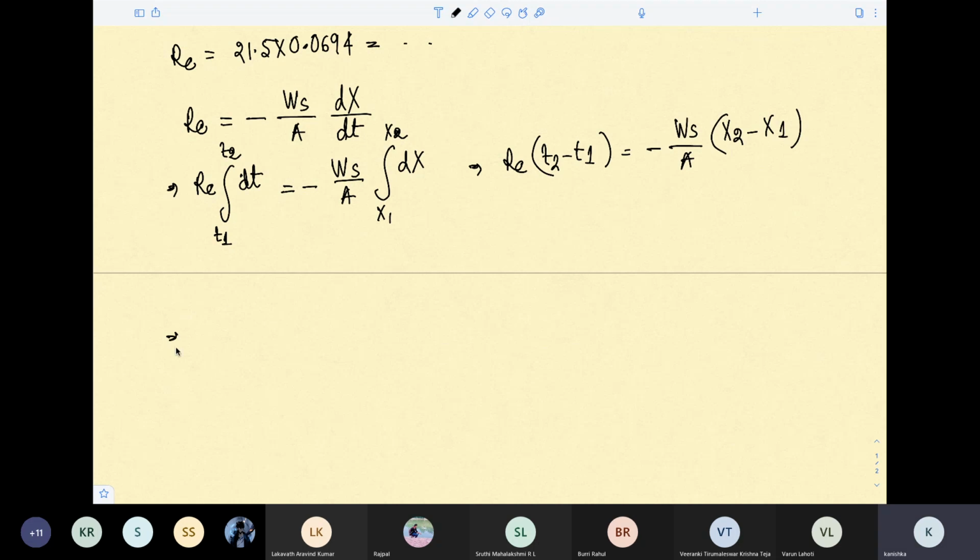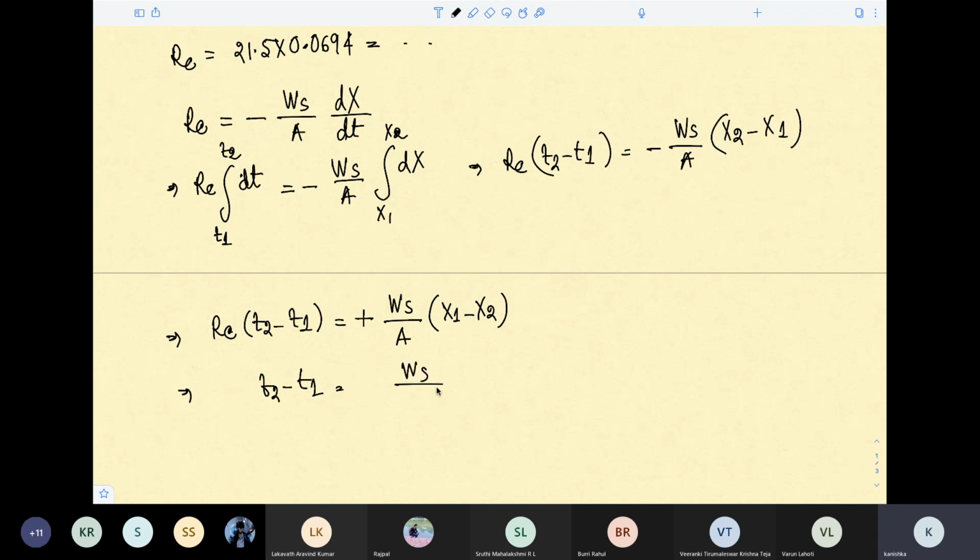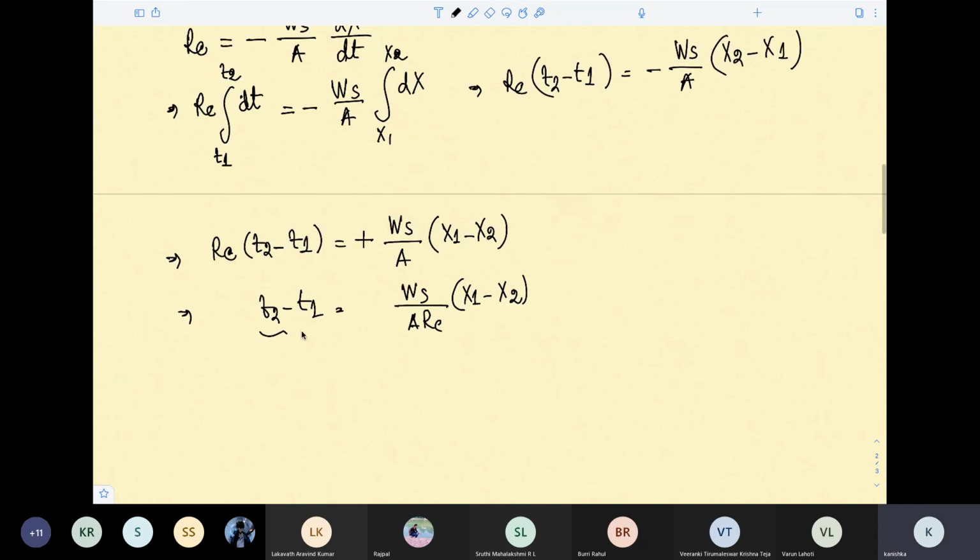Okay. Then RC, so let's say this is T2 minus, sorry, T2 minus T1 equals minus Ws by A. So let's make it positive: T2 minus T1 equals Ws by A RC (x1 minus x2), right? So this is the time requirement.